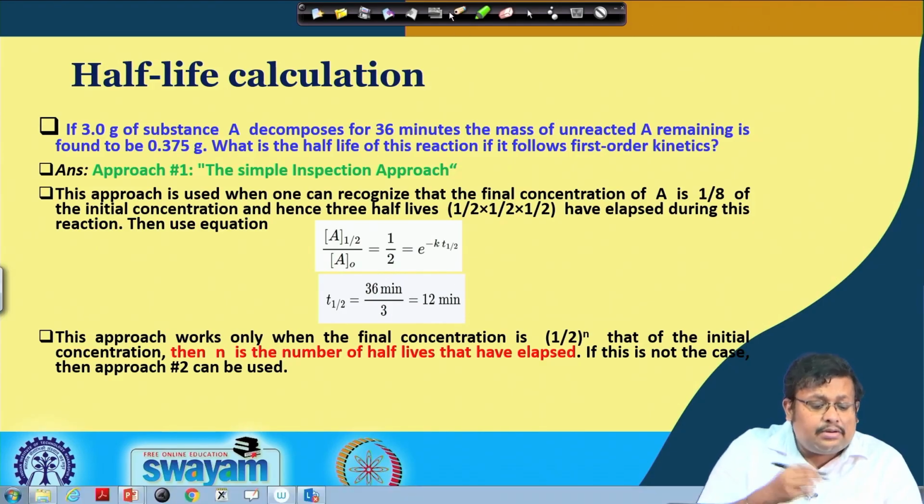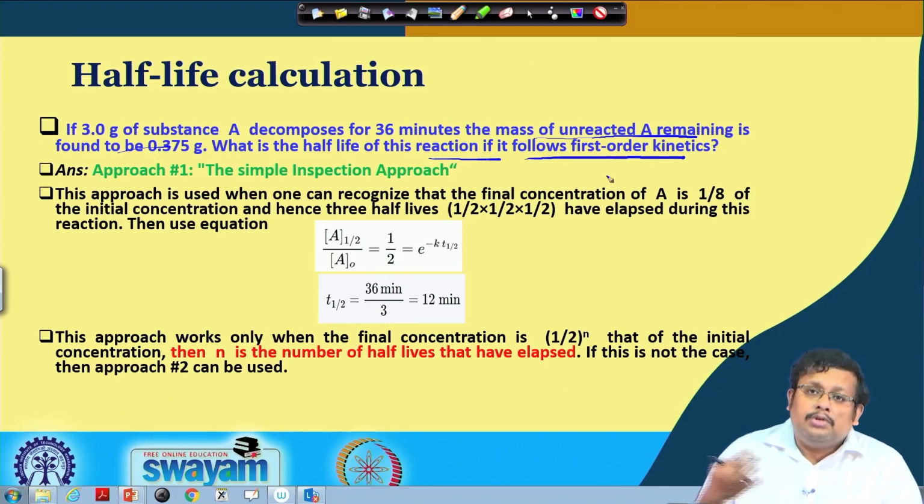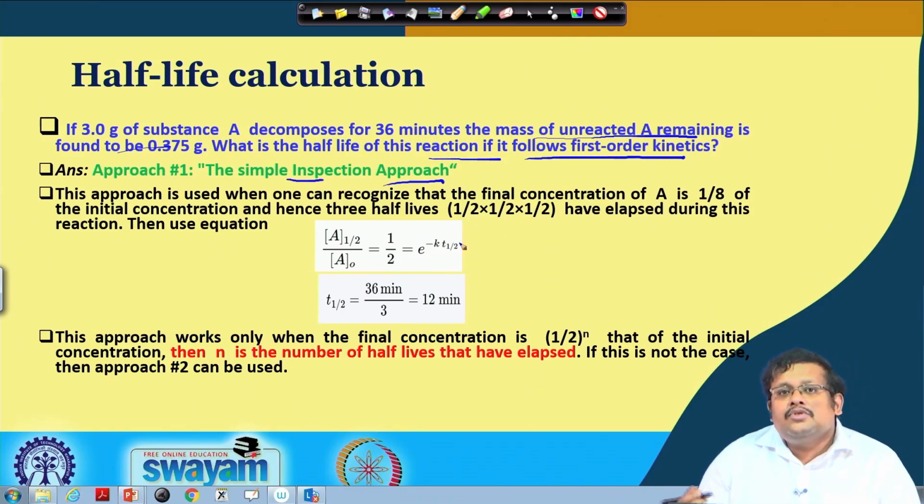Now, another question: if 3 gram of substance A decomposes for 36 minutes, the mass of the unreacted A remaining is found to be 0.375 gram. What is the half life of this reaction if it follows first order kinetics? We can solve this using two approaches. The first approach is known as the simple inspection approach, and the second is known as the brute force approach. We will see the brute force approach in the next slide. In this slide we will see the simple inspection approach.